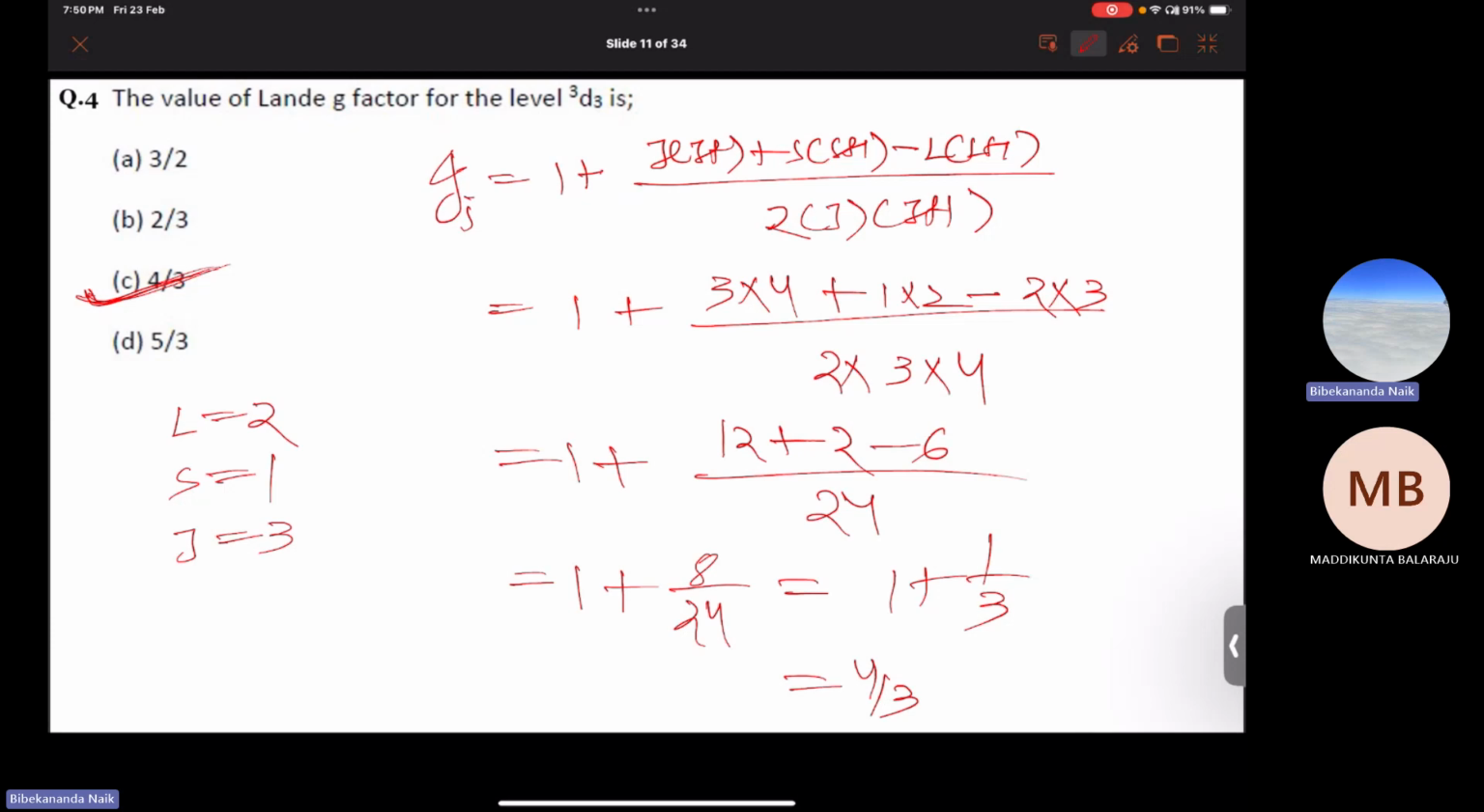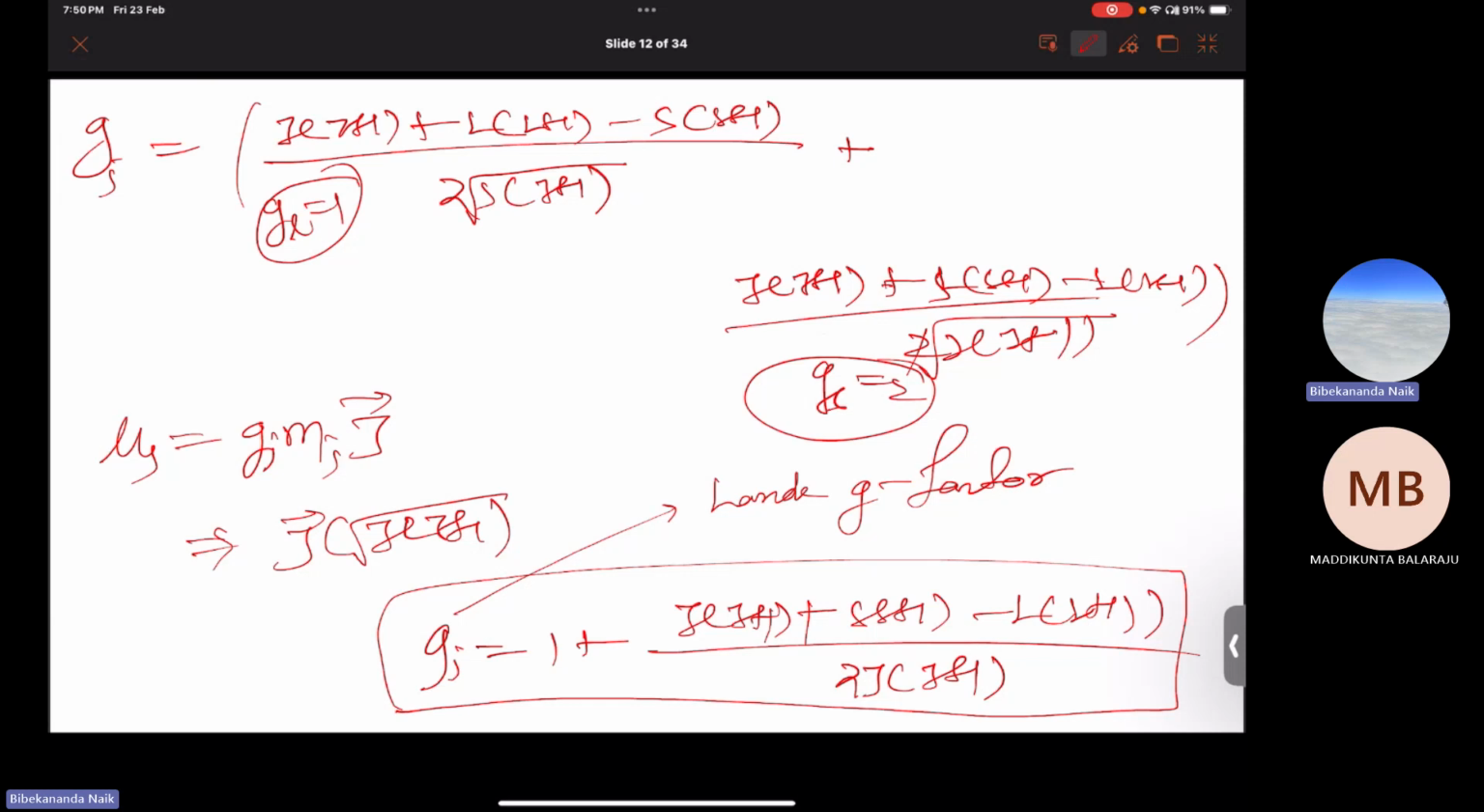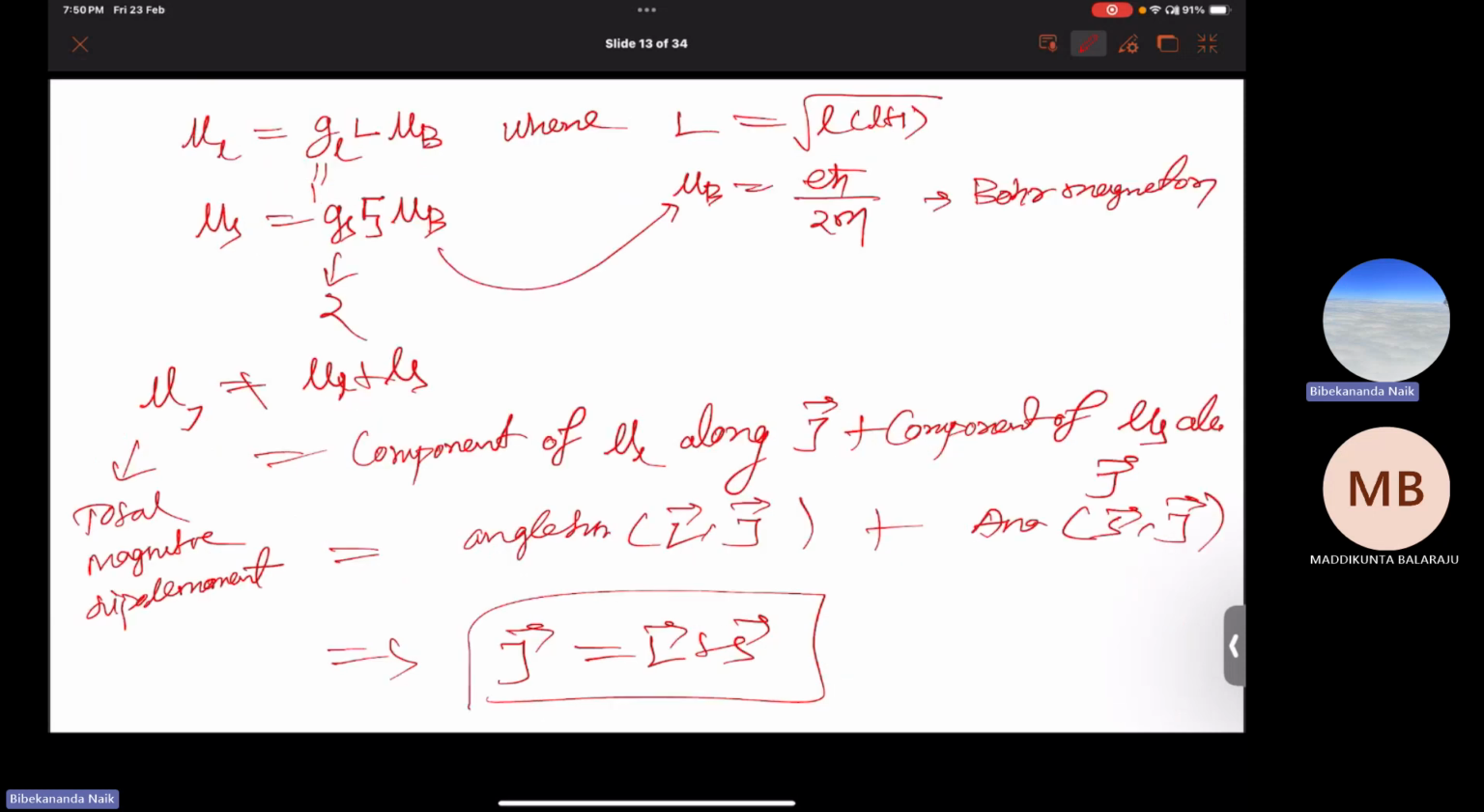Okay, so let me explain it once again. In this question, we need to find the value of Landé G factor for the level 3D3. Now, what is Landé G factor? Like in case of dipole moment expressions, mu L is GL L mu B, mu S is GS S mu B. Then in case of total magnetic dipole moment, mu J is GJ J mu B. So from this the Landé G factor can be calculated. So what will be the value of Landé G factor?